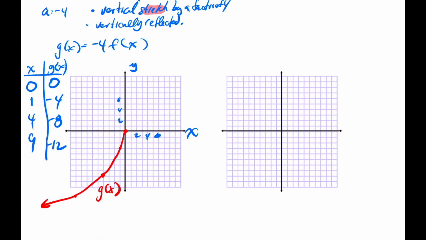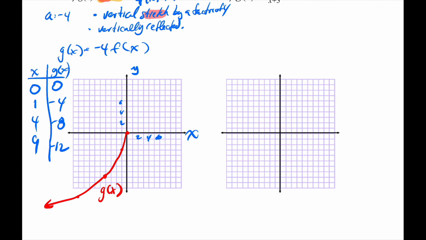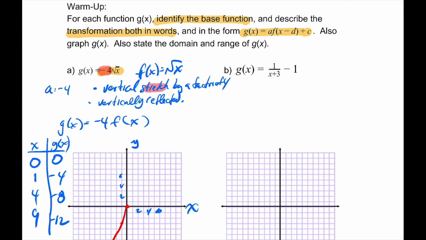So the next one is a little bit more tricky. We have the reciprocal function. So let's go off and identify the parent function. I already said it's the reciprocal. So f of x here is 1 over x. So that's my parent function. And let's just rewrite this in function notation first.